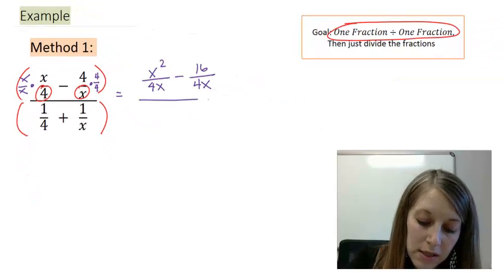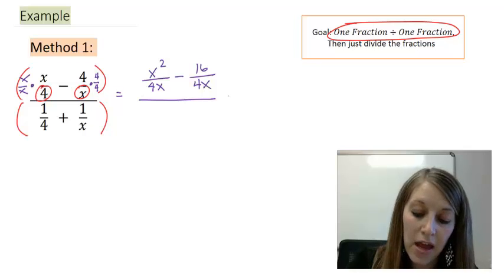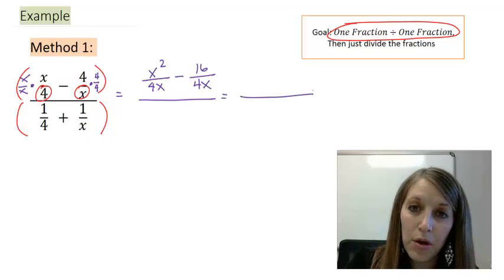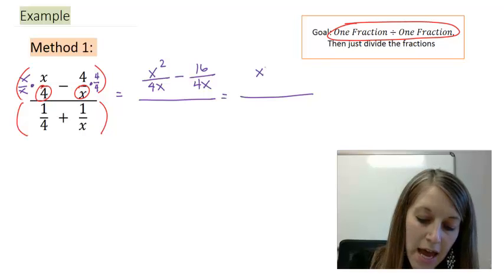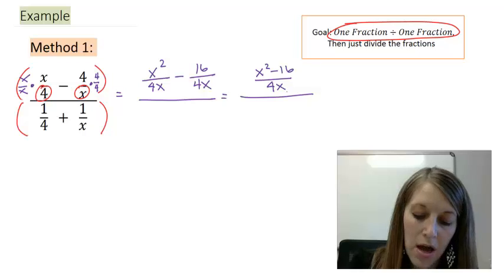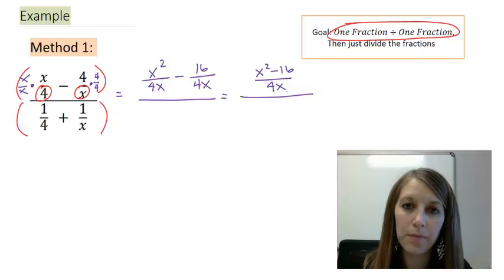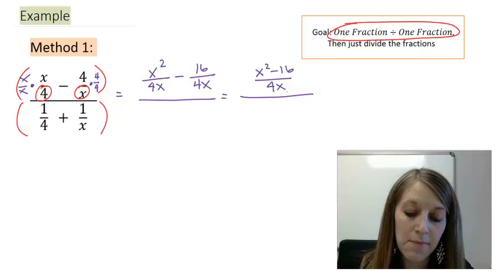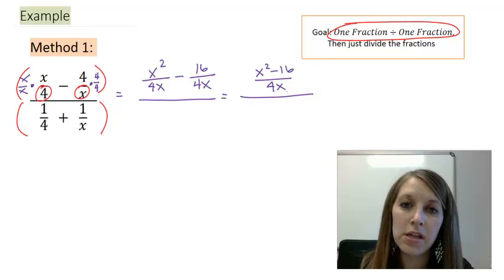And now, since each of those fractions have a common denominator, I can put that fraction together as x squared minus 16 over my common denominator of 4x. Now, I have to do the exact same thing on the bottom, so I suggest that you pause the video and see if you can finish this problem entirely on your own.